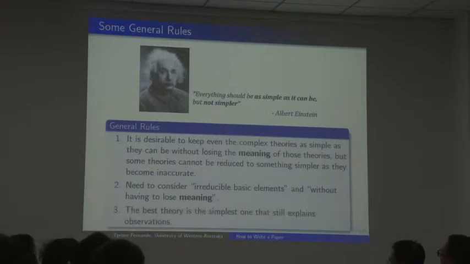And the best theory is the simplest one that still explains observations. So we want theories to be as simple as they can be, but not simpler. And the best theory is the simplest one that can explain the observations. So I think perhaps this is what the greatest scientist Albert Einstein meant when he said everything should be as simple as it can be, but not simpler.